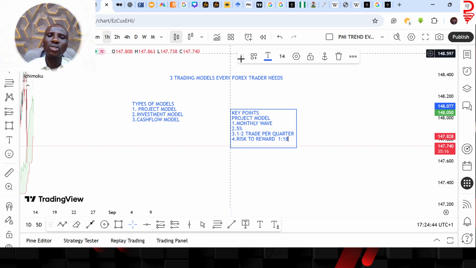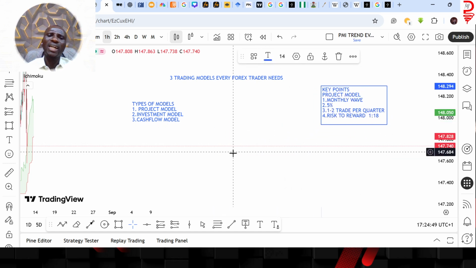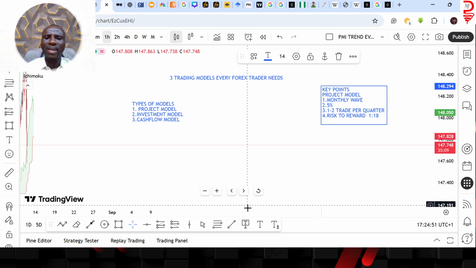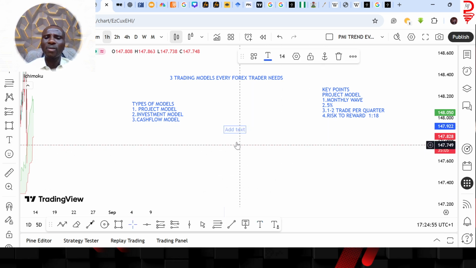So this is the first model, and if you have your trading capital and you feel like, okay, I want to try this Forex thing, you can start with that. If you are somebody that is reserved and you have a project you want to do, and you want to try if Forex can help you multiply your money, this is the model that we use.